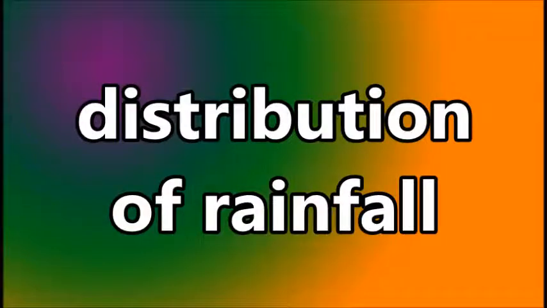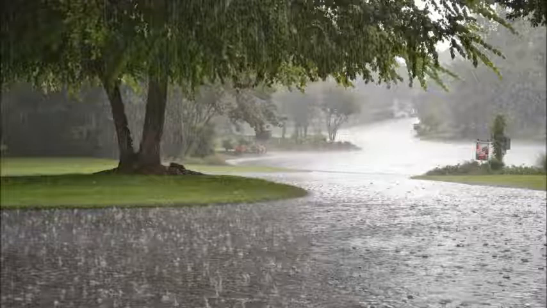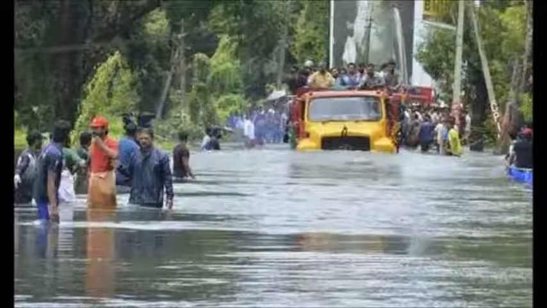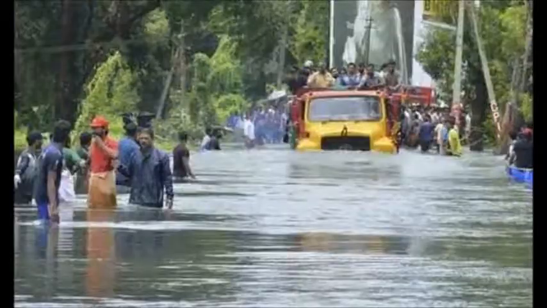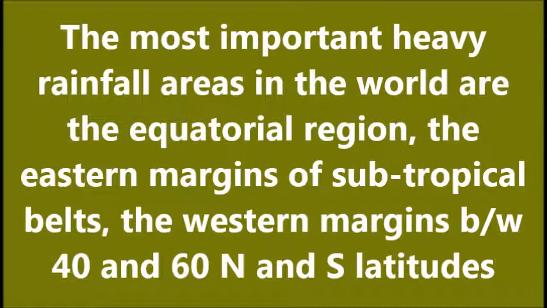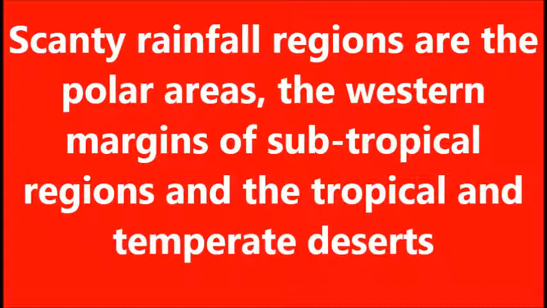Distribution of rainfall. The distribution of rainfall on the earth depends on location and the climatic conditions of that region. The most important heavy rainfall areas in the world are the equatorial region, the eastern margins of the subtropical belt, and the western margins between 40 degree and 60 degree north and south latitudes. Scanty rainfall regions are the polar areas, the western margins of subtropical regions, and the tropical and temperate deserts.